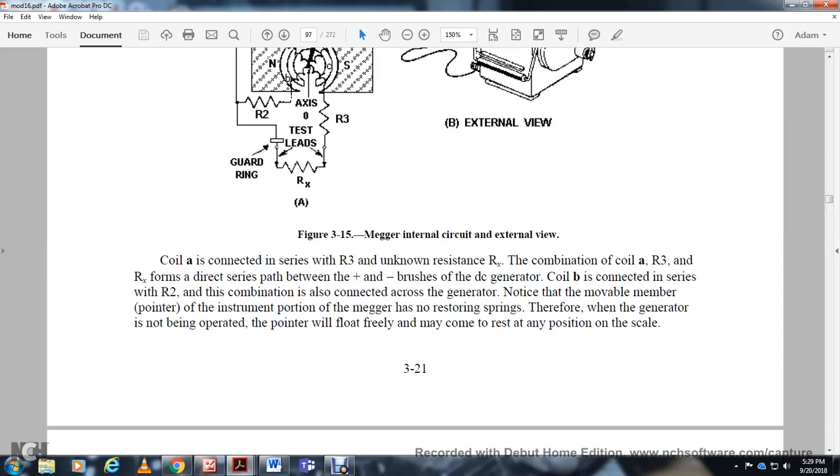Coil A is connected in series with resistor 3 and the unknown resistor, and this combination forms a series path across the positive and negative terminals of the DC generator. Coil B is connected in series with a resistor combination, also across the generator. Note that the movable member of the instrument portion has no restraining spring, so when the generator is not operating the pointer floats freely and may come to rest anywhere on the scale.